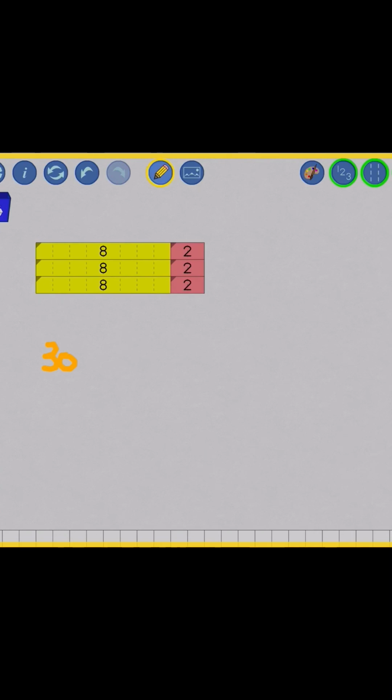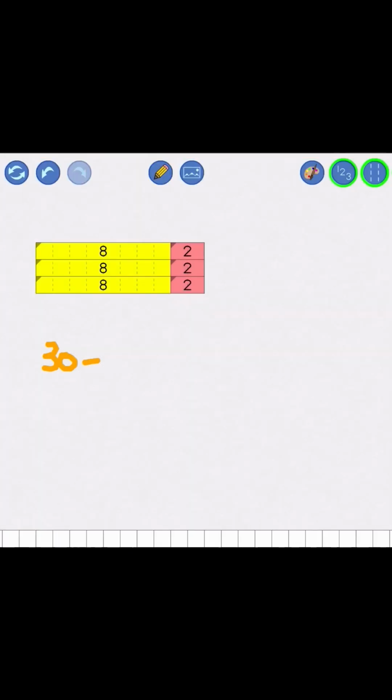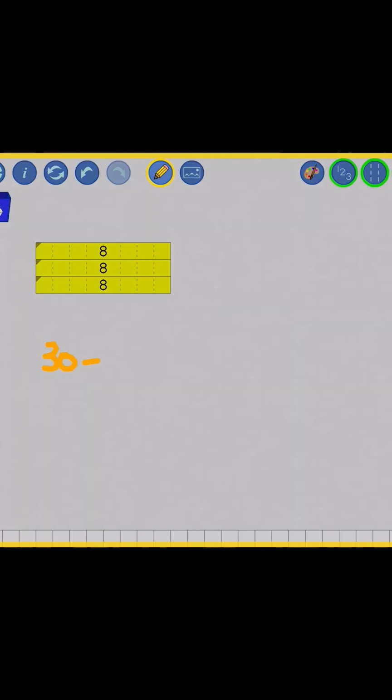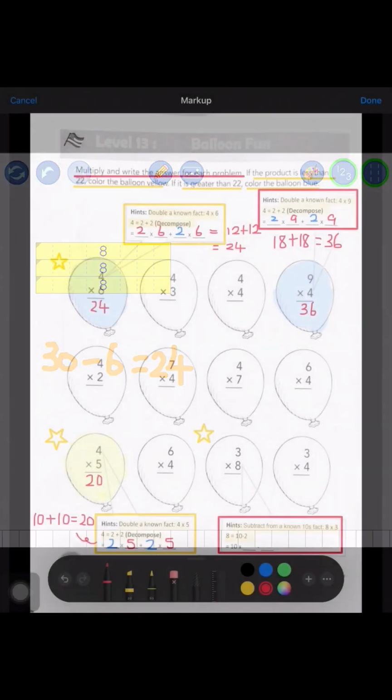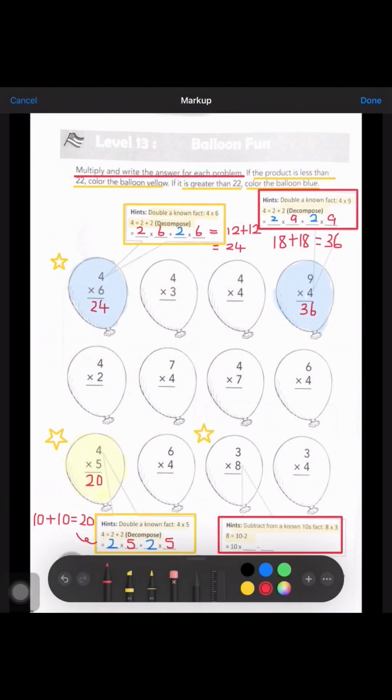So we know that 3 times 10 equals 30. And then we take away one 2 from each 10. So we take away 6. 30 minus 6 equals 24. So 3 times 8 equals 24.